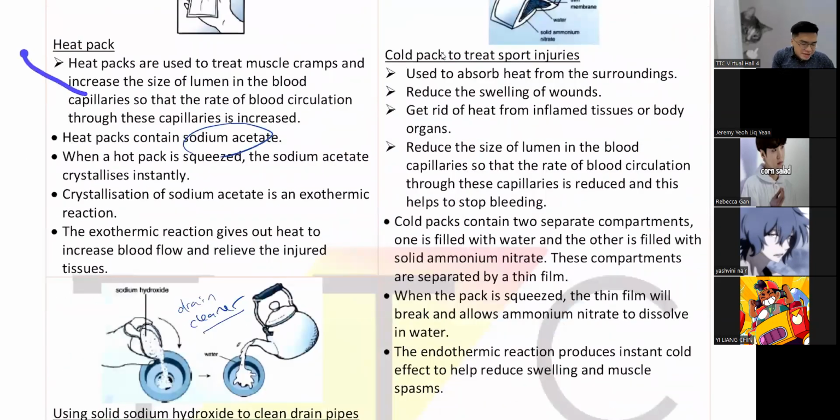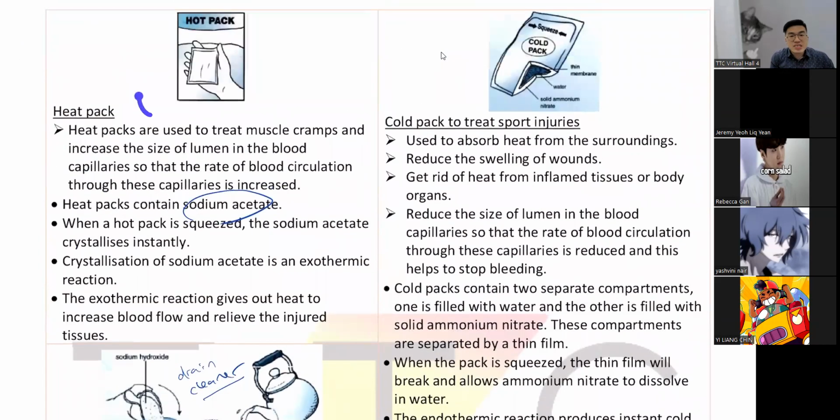And then your heat pack. This is what you use for your muscle soreness or whatnot. This is a one-use thing.